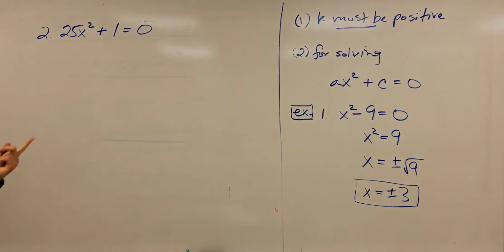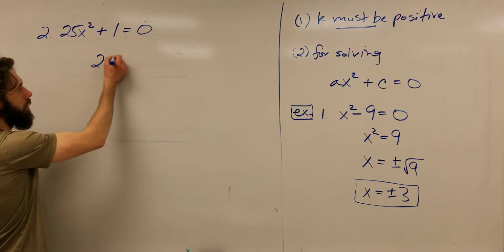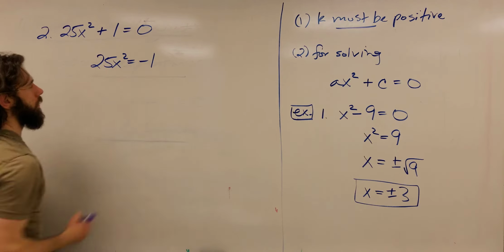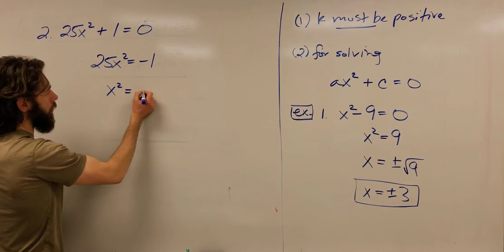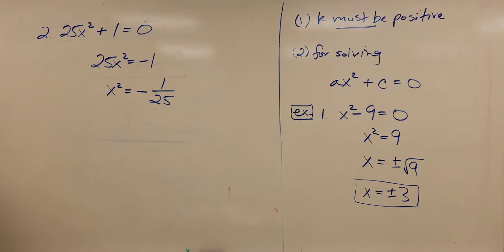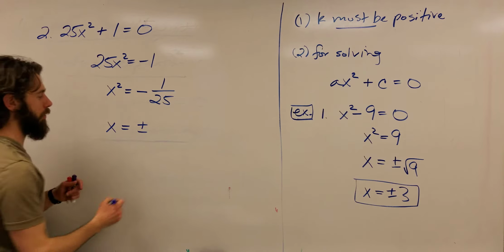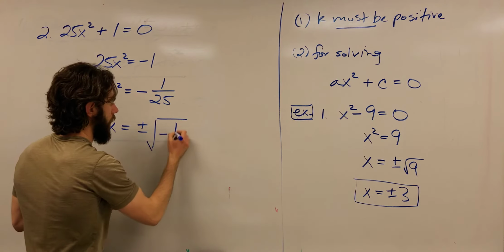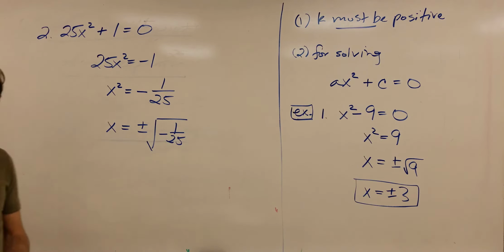Maybe let's see what happens when we try to use it. Okay, so we're going to subtract the 1, and then we'll divide by 25. Okay, then we'll try to use the square root property maybe. So x equals plus or minus the square root of negative 1 over 25.